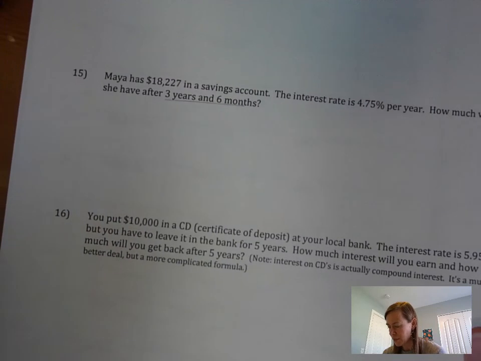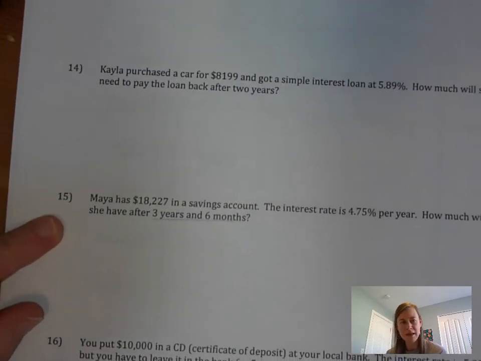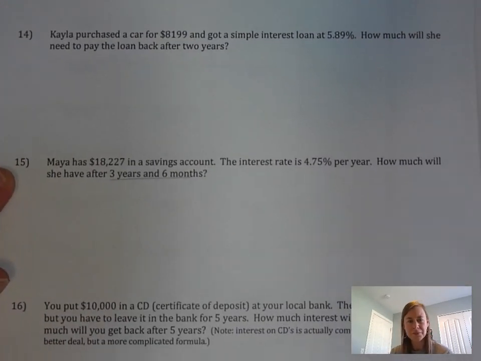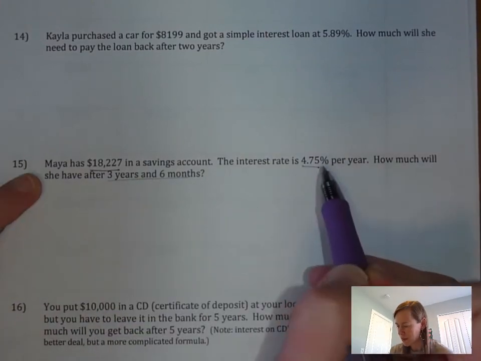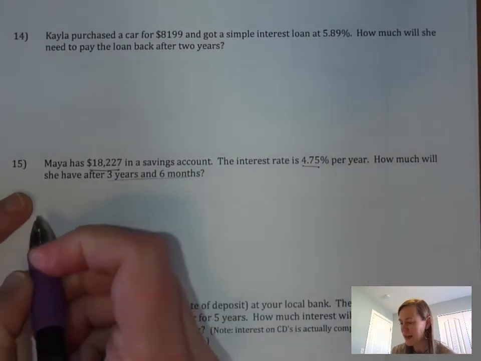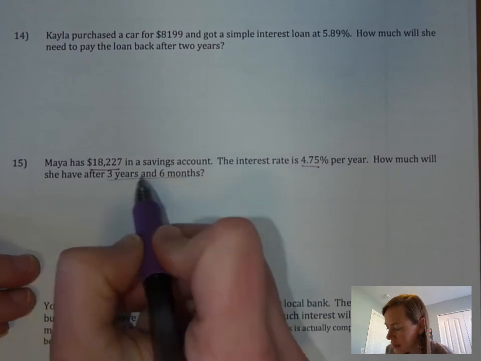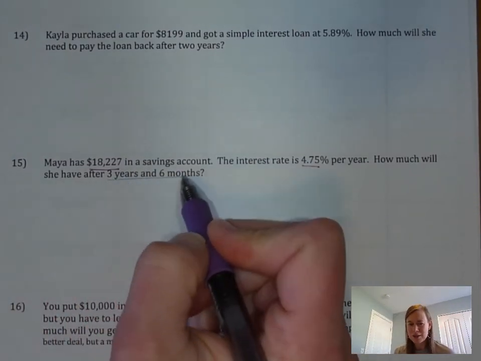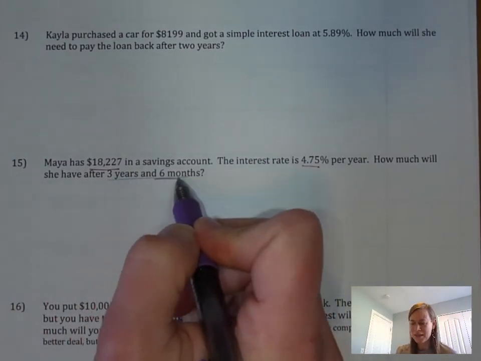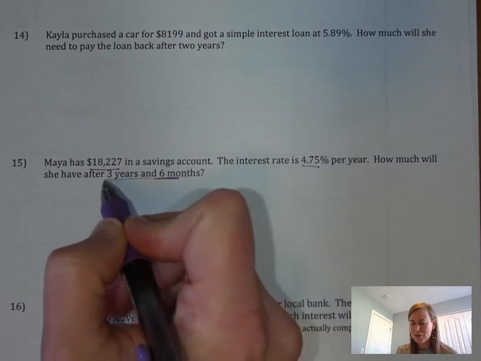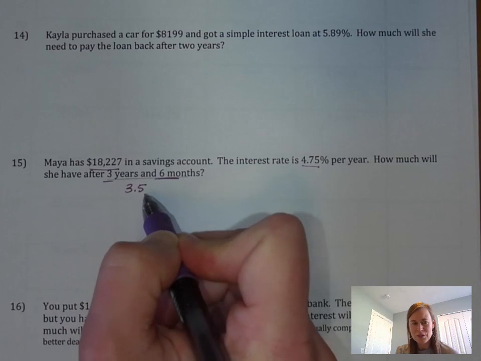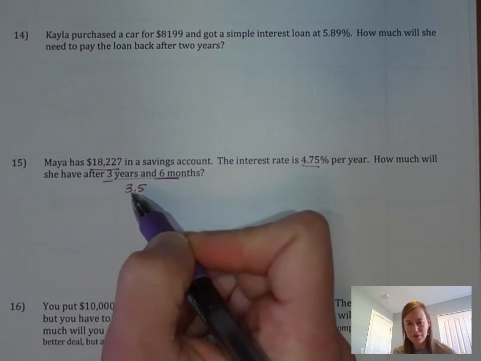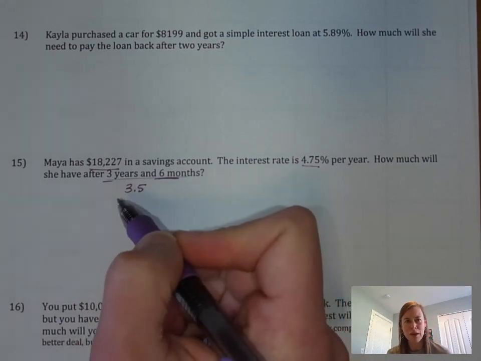I wanted to talk about this one, Maya and her savings account. This is the principal right here. Here's your interest. They want to know how much she'll have after 3 years and 6 months. Well, how long is 3 years and 6 months? Let's see, 6 months, that's half a year, right? So that's 3.5. So make sure you use that 3.5 for your T, for your time, okay?